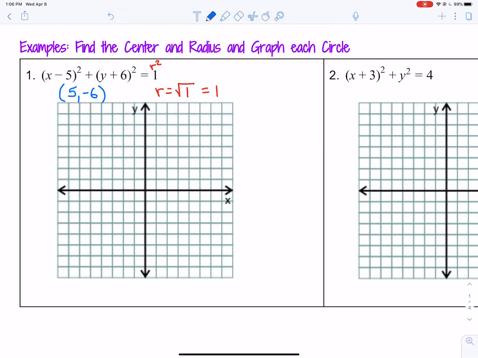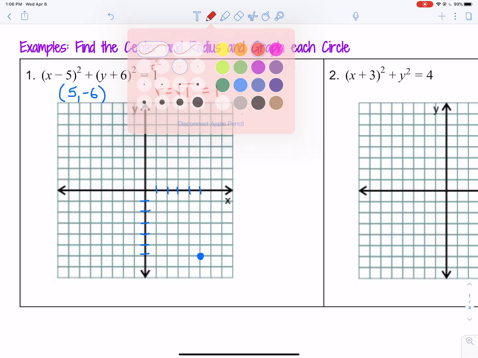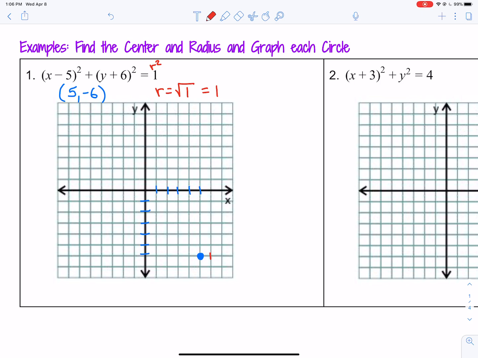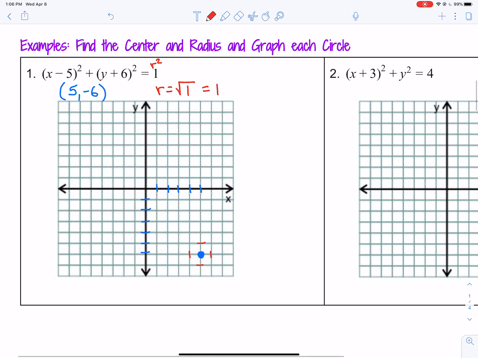Now to graph that circle, you need to go to the point where your center point is located. So go to (5, -6). So 1, 2, 3, 4, 5 to the right, and down 1, 2, 3, 4, 5, 6. So go to that center point and put a nice dot right there. Then your radius is 1. So you're just going to go 1 unit in each direction: up, left, right, and down, to show you have a radius of just 1. But that's all you need to do to graph your circle.